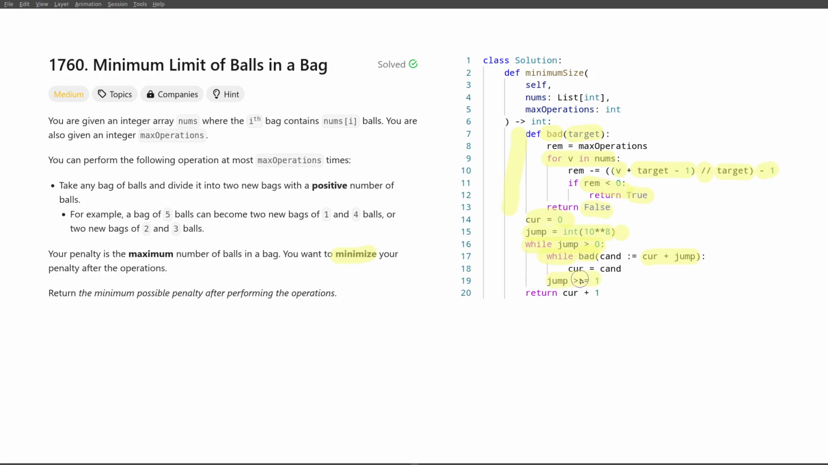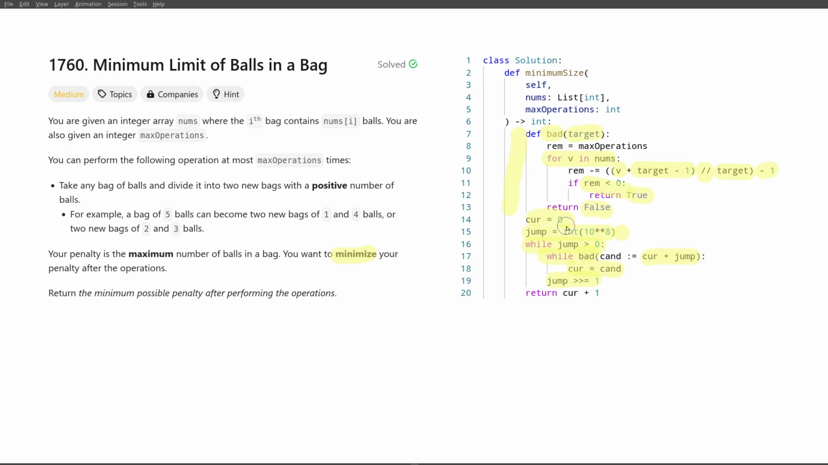Typically, after the first time that jump gets divided by 2, this while will operate only once, so this is more of an if than while, but for it to be open-ended, so here I start with 10 to the 8, it's arbitrary what you put here, though it will change the runtime of your solution. But if the answer is 10 to the 9, then we'll have to make 9 or 10 jumps to reach that value. So while is safer here. And of course, if it's bad, our current value becomes that candidate. Otherwise, our current value doesn't change, but the jump gets smaller, gets divided by 2.